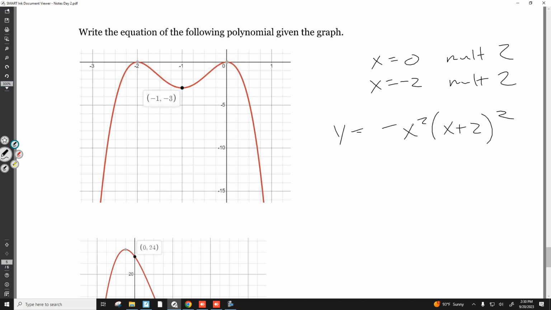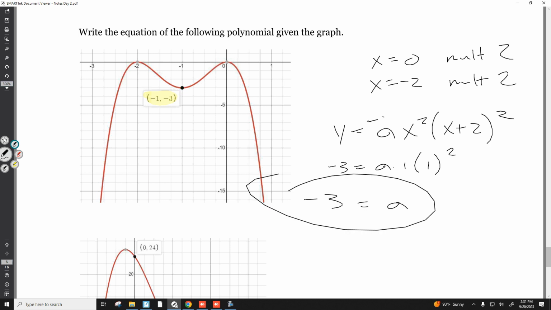But let's try to be a little bit more exact. What must be the equation? Well, what is the extra piece of information I have? When x is -1, y is -3. Cool? Use that to your advantage. When x is -1, y is -3. Go. A is -3. So your equation is -3x squared, x plus 2 squared.